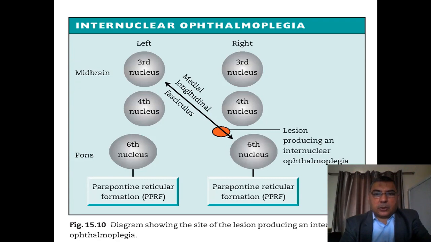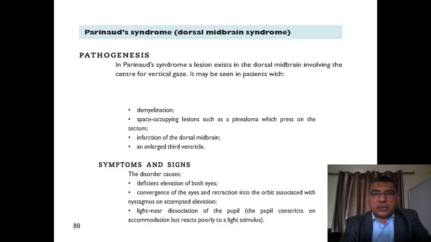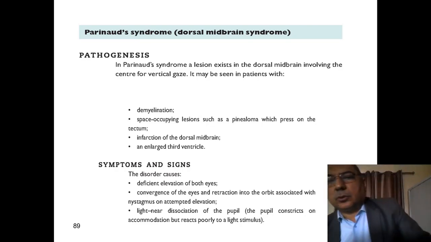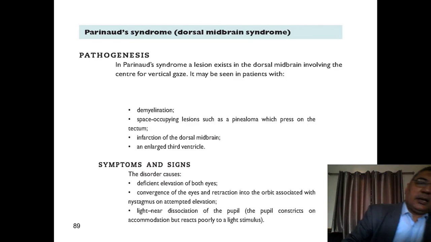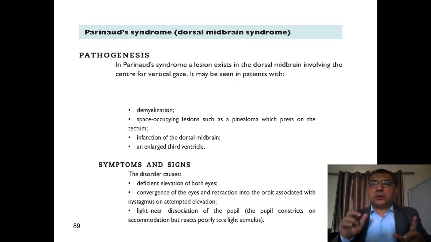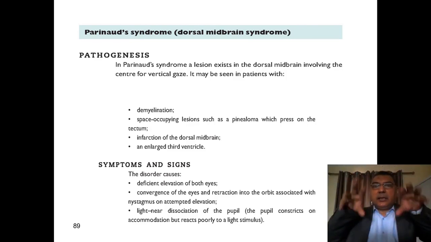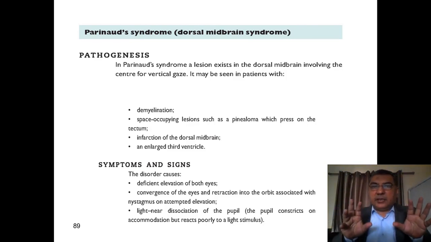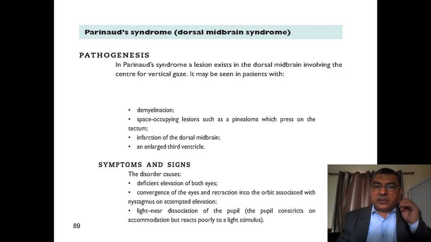Then we will talk about the vertical gaze palsy, which is Parinaud syndrome or dorsal midbrain syndrome. In this syndrome, there is a lesion of the dorsal midbrain involving the vertical gaze centers. Affection of the vertical gaze center can be due to the causes which we said before: demyelination, tumors, infarction, enlargement of the third ventricle.